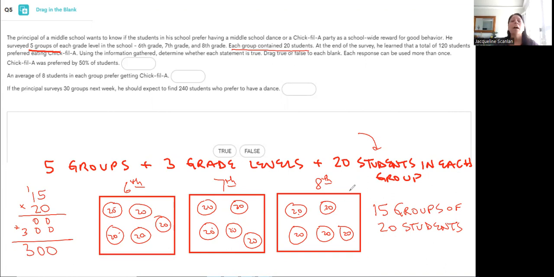This means that out of all of the kiddos in this middle school, they surveyed 300 of them. They surveyed 300 total kids. All right, so that would be 100 from each grade level, 100 in 6th grade, 100 in 7th grade, and 100 in 8th grade. So the principal went around, he randomly selected 100 kids from each grade level, he surveyed them, and then he learned some information about what he surveyed.